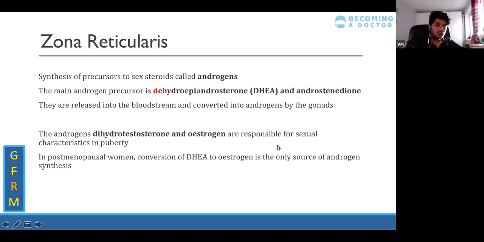And an important fact for you to know is that this layer of the adrenal gland is important in postmenopausal women. Because in postmenopausal women, you're no longer producing estrogen from your ovaries, and the conversion of DHEA to estrogen is really the only source of androgen synthesis in postmenopausal women.